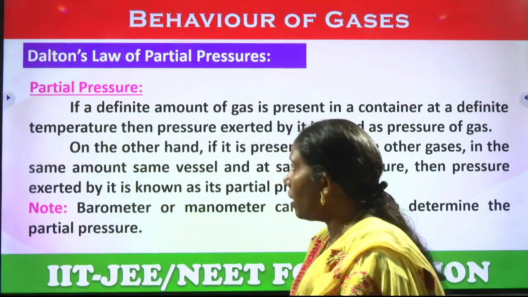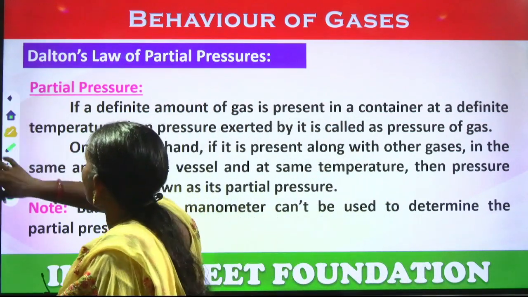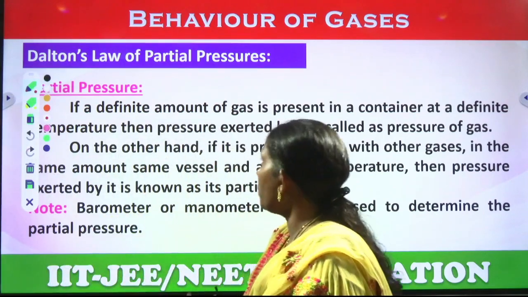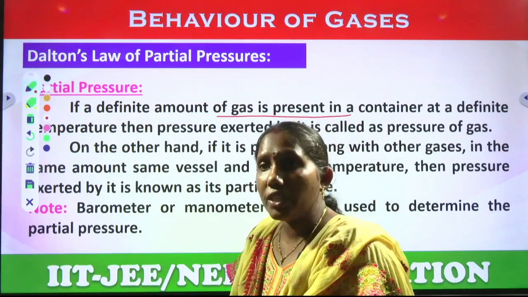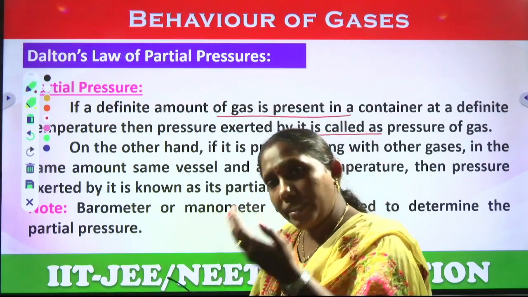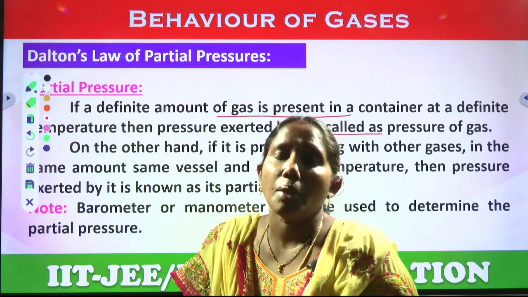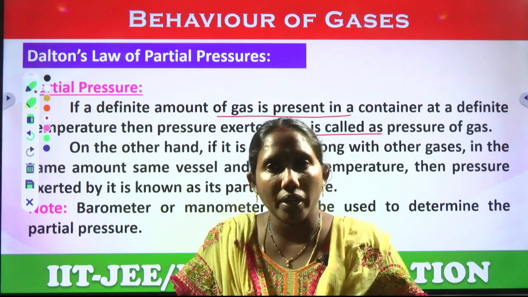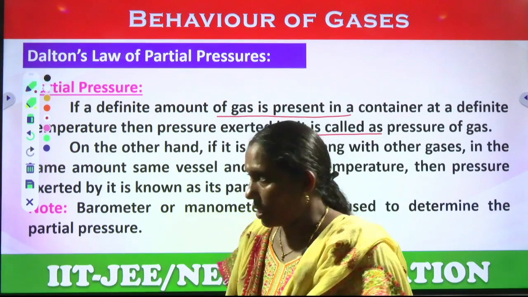Let us see here, they have given about the partial pressure. Partial pressure is nothing but this: the amount of gas present in a container at a definite temperature, and the pressure exerted by it is called its partial pressure. Simply we can say the pressure exerted by the gas at constant temperature and pressure itself is called the partial pressure of that gas, right?